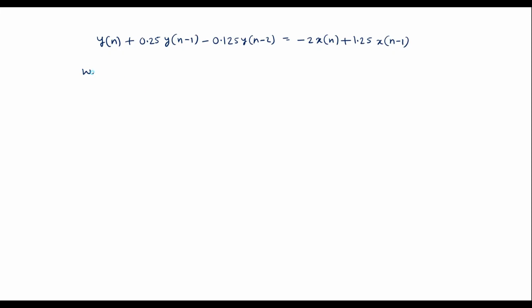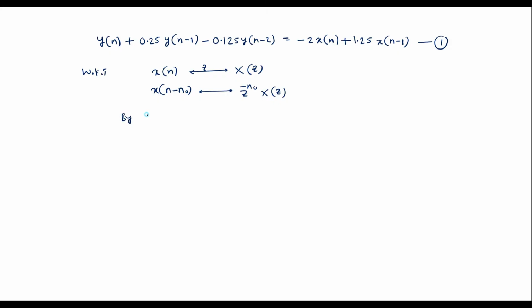So we know that the Z transform of any discrete sequence x of n is x of z. The Z transform of x of n minus n naught, that is the shifted signal of x of n by n naught units, is given by z power minus n naught x of z. That is the shifting property of Z transform. By applying the shifting property, we can find the Z transform of the given difference equation. We'll call it equation 1.